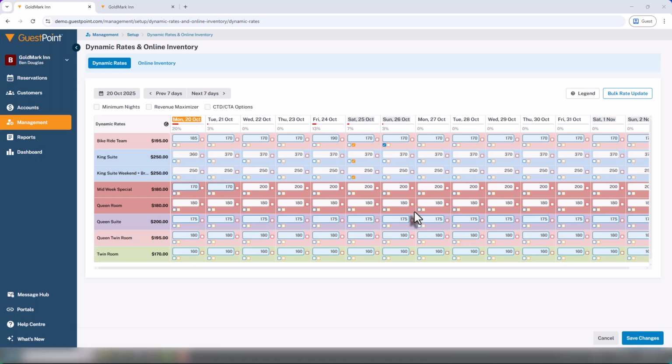The minimum night stay section is a great tool to help build out the average length of stay at your motel, and in doing so reducing the pressure and cost for your housekeeping staff. This is a really introductory look. We're going to go through minimum night stays and revenue management tools further as we go through the GuestPoint property management system.